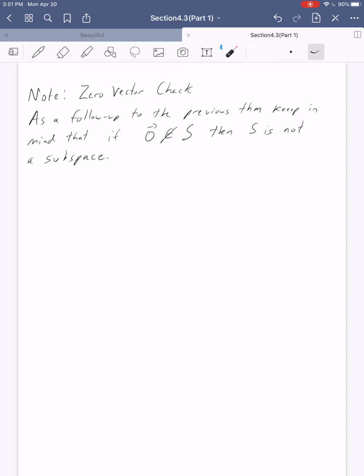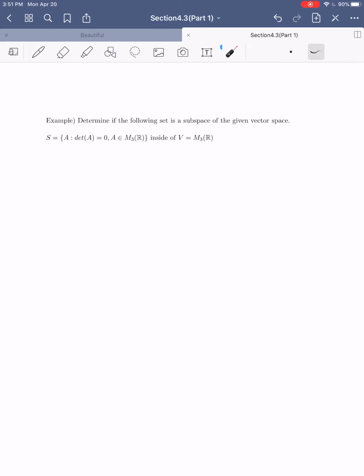So now let's go ahead and take a look at some examples. Our first example here, we're going to try to determine if the following set is a subspace of the given vector space. So our set S, which may or may not be a subspace, is the matrices A that are elements of M3, so 3 by 3 square matrices, that have the property that the determinant of A is equal to 0. And we want to know whether or not that set inside of the space of 3 by 3 square matrices is a subspace. Now, as we get more and more practice with this, we can go faster and faster, but let's just do a couple things first.